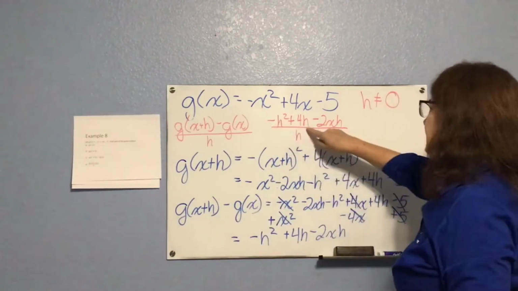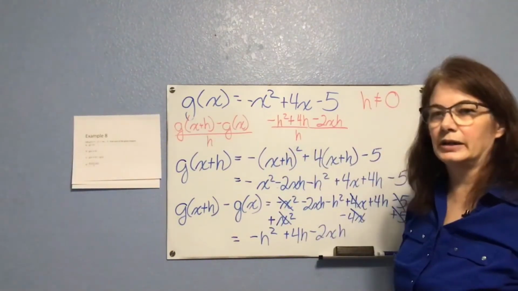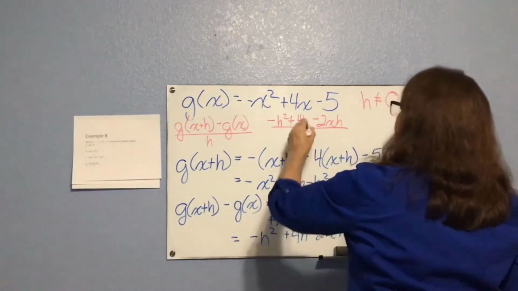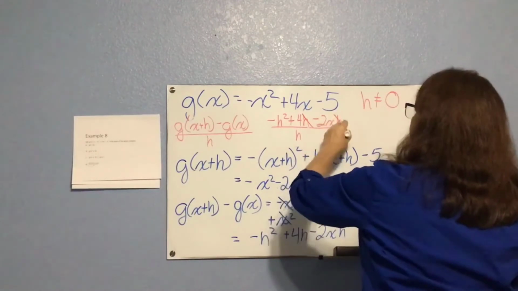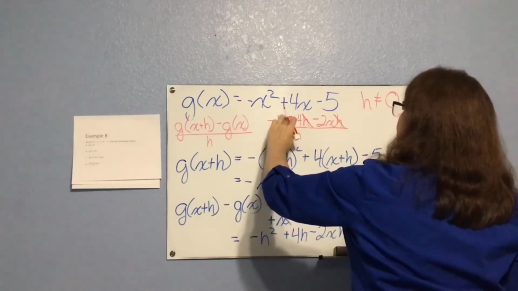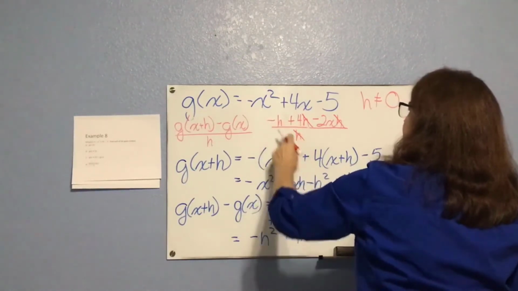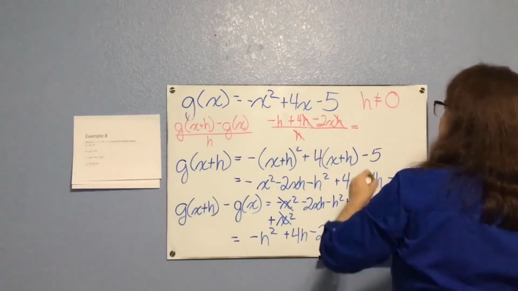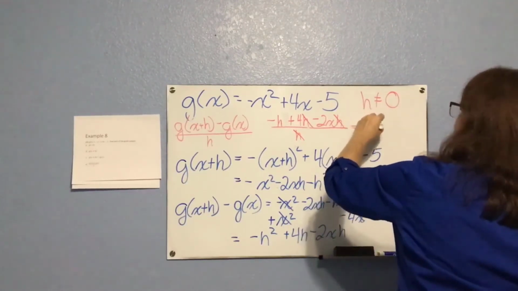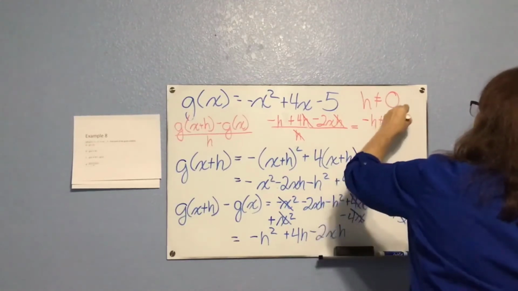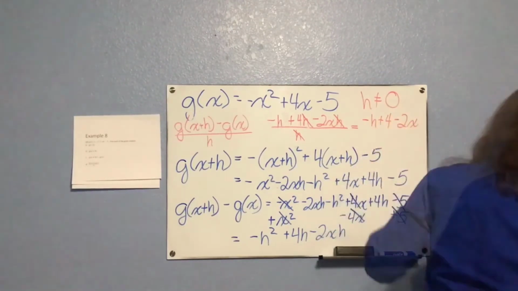And every one of these terms has an h in it, so I can divide by h and just cross out one h in each term. So I'm going to cross that out and cross that out. This is going to become just h instead of h squared. So my final answer here is negative h plus 4 minus 2x.